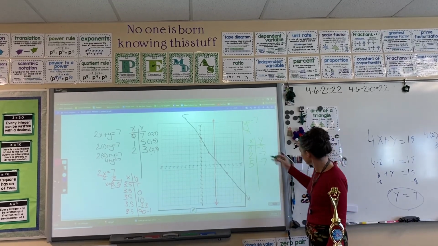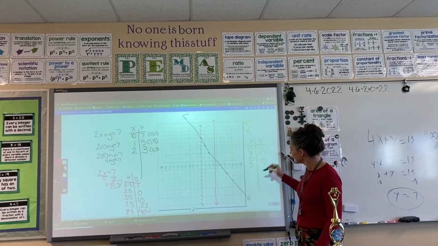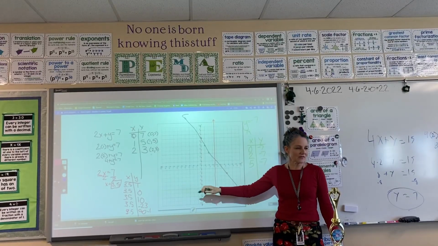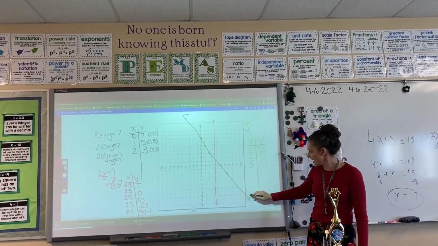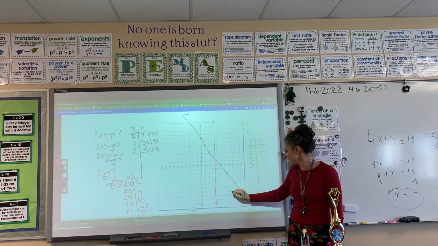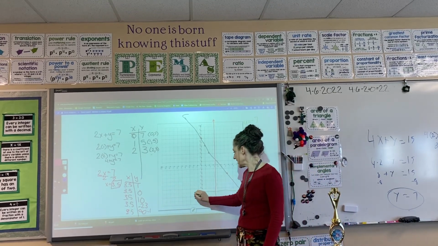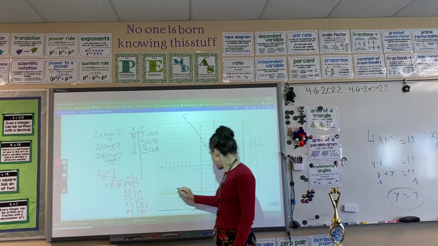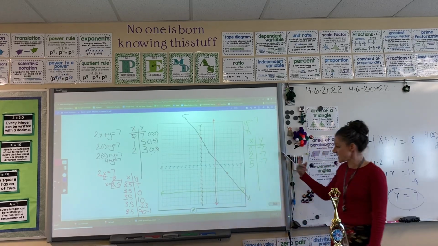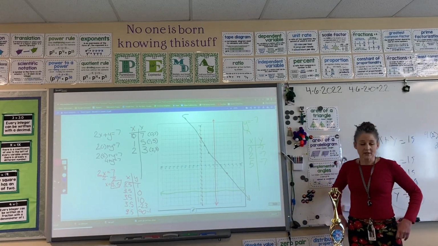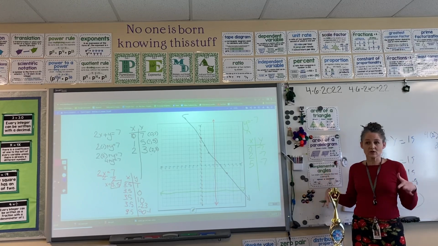Okay, so can we graph this? Do I have to even go through and graph all my little points? No. I know that no matter what x is, I don't care, y is -7. So it's always going to be a horizontal line.